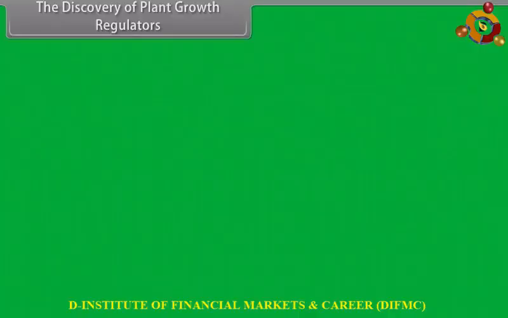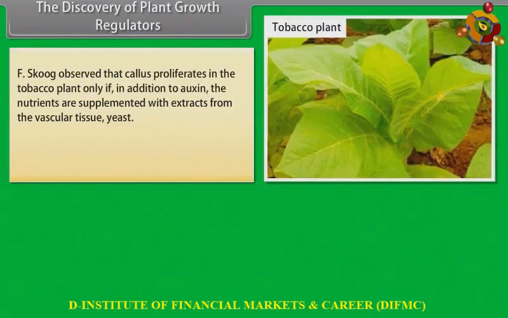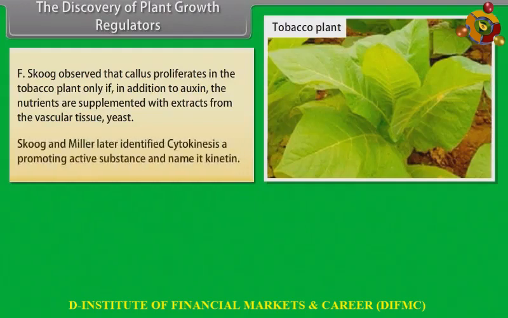The discovery of plant growth regulators. F. Skoog observed that callus proliferates in the tobacco plant only if, in addition to auxin, the nutrients are supplemented with extracts from the vascular tissue and yeast. Skoog and Miller later identified a cytokinesis-promoting active substance and named it kinetin.